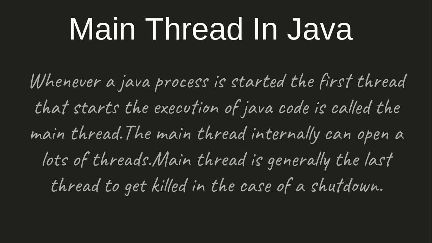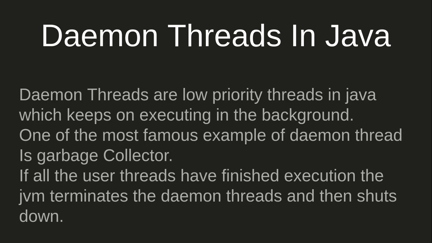To check the execution of the main thread, whenever you are writing code in Java, you can just go to your main class, your main method, and inside that you can check what thread ID comes, and that is the main thread of that program. Let us go through daemon threads in Java.